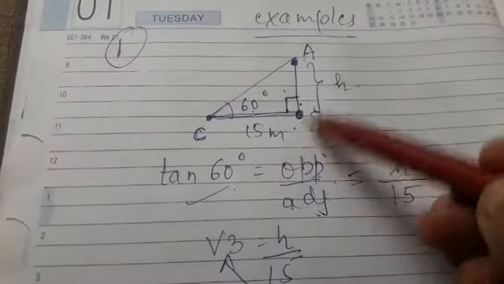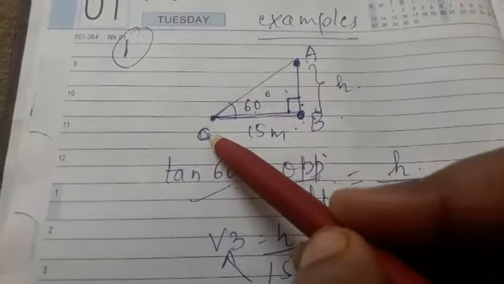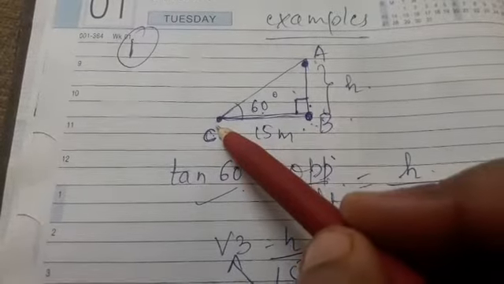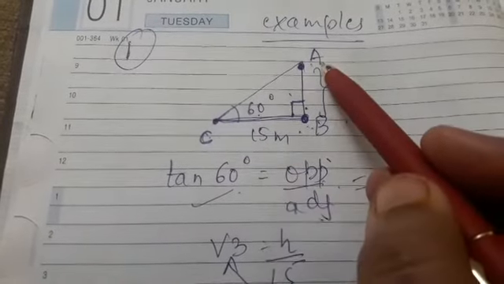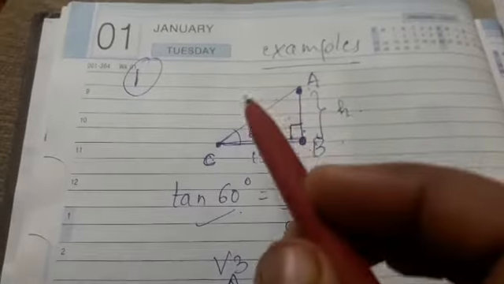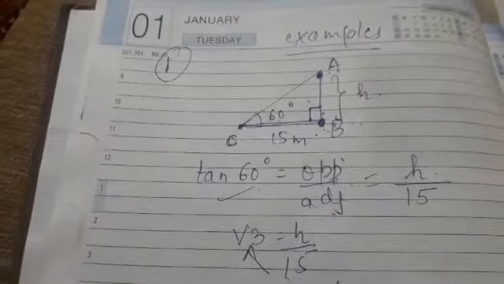A tower standing AB vertically on the ground. There's a point C which is 15 meter away from the foot of the tower, makes an angle of 60 degree with the top of the tower, and therefore we have to find the height. So when you read the question, children, please analyze it carefully, and then draw the diagram.